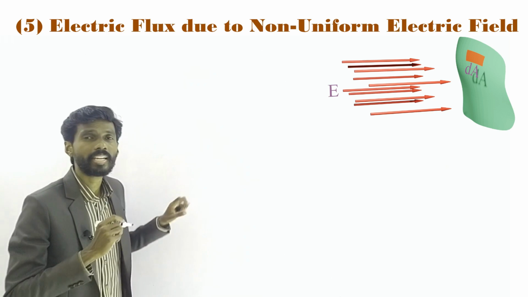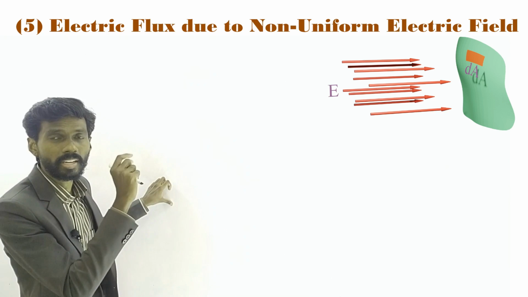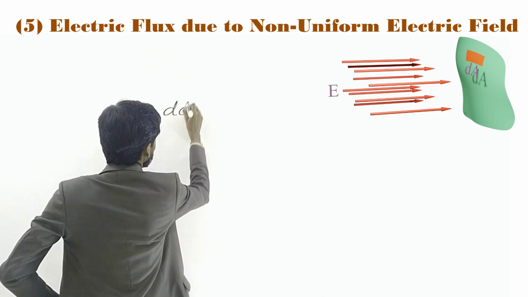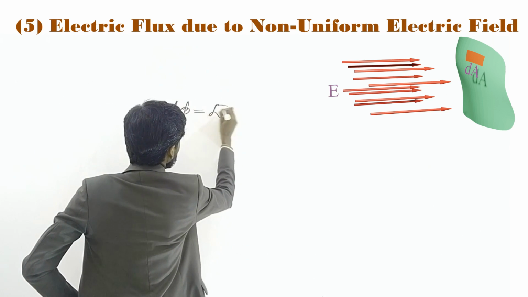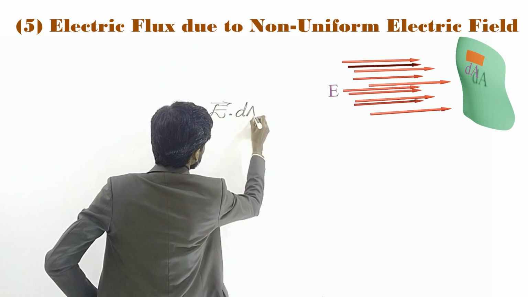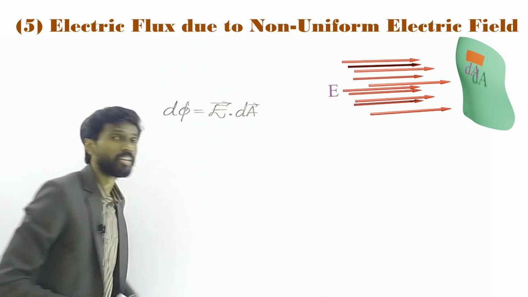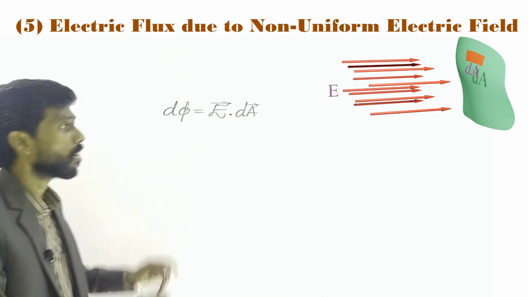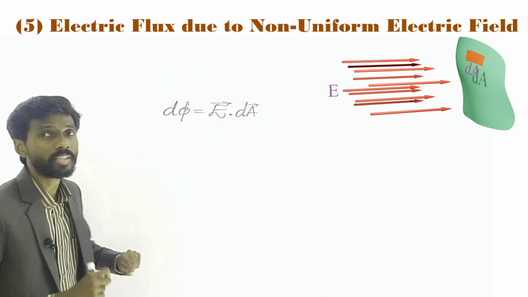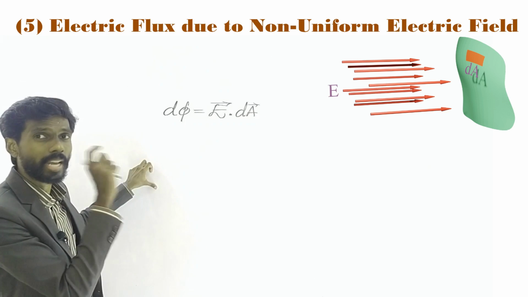We will only find the electric flux through the small area, so we denote that by d phi, not phi, d phi, because it is only that small elemental portion. d phi equals E vector dot the area vector. The area vector here is dA vector, because we are only finding electric flux through that small region. So this is the formula for the electric flux through that elemental portion.